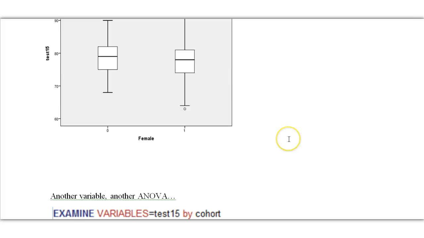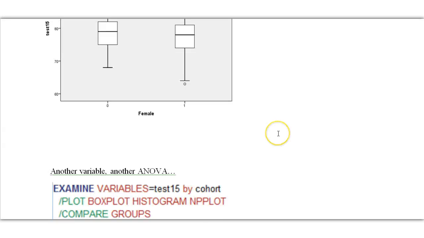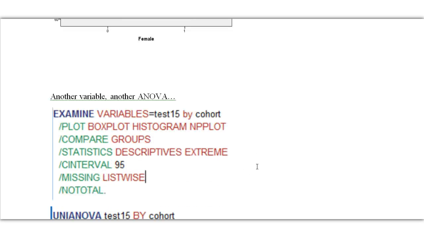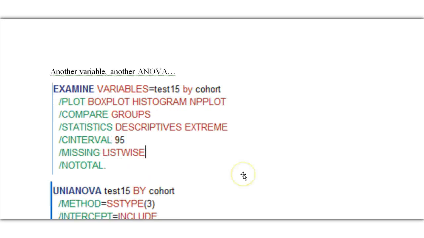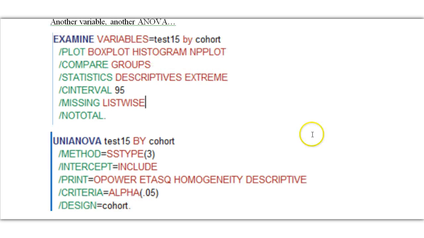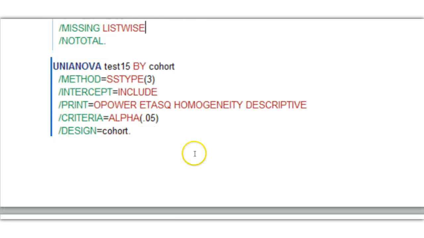So let's consider another variable, a different ANOVA. Let's consider this variable cohort, which actually has 3 levels as opposed to gender, which had 2 levels. So you have cohort 1, 2, and 3. I'm going to look at test 15 by those 3 cohorts. And you use the same syntax that you had before. Don't forget you would do your descriptives and then your ANOVA. And you would run through the exact same process that we had before.